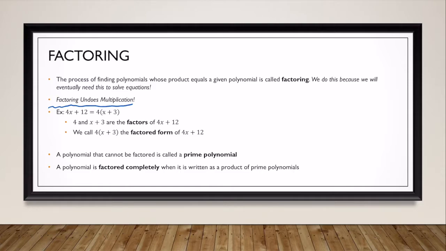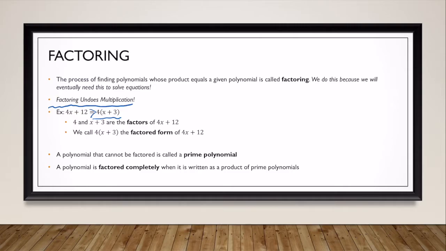So for example, if I had 4x plus 12 as my expression, I could factor that as 4 times x plus 3. So what I've done is I've pulled out a factor of 4, like I'm undistributing. 4 and x plus 3 are the factors of 4x plus 12. And we would call 4 times x plus 3 the factored form of 4x plus 12.